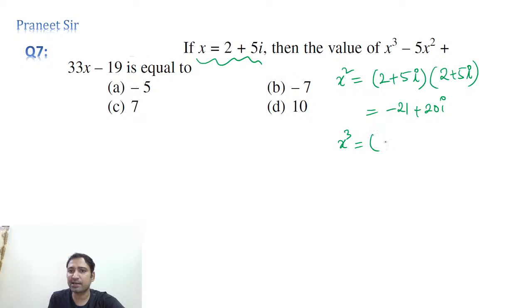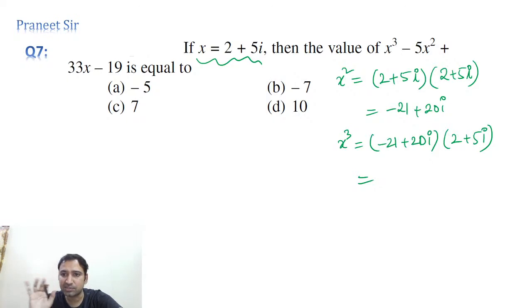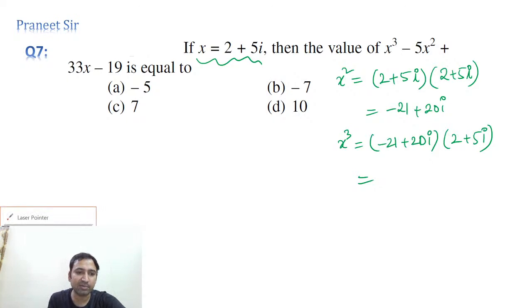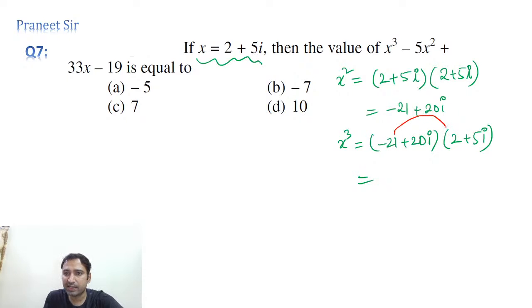X cube I should calculate. X cube is x square into x. So I just need to calculate this. But in this, I don't need to calculate everything. I just calculate only the real part. Let's see how much I get. How much do we get? Minus 42, and then minus 100, which equals minus 142. The imaginary part I am not calculating. Only the real part I am calculating.